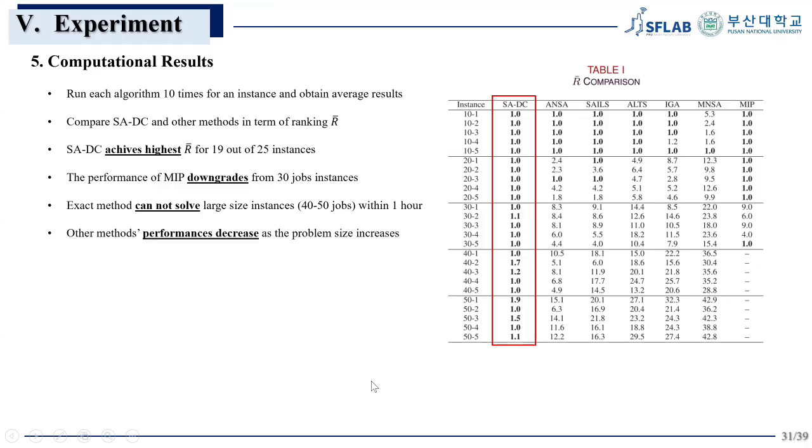The first table is the comparison of the ranking. We can see that SADC achieved the highest rank for 19 out of 25 instances. The performance of the exact method degrades at the medium-sized problem, 30 jobs, and it cannot solve larger instances within 1 hour. We also observe that other methods' performance decreases as the problem size increases.